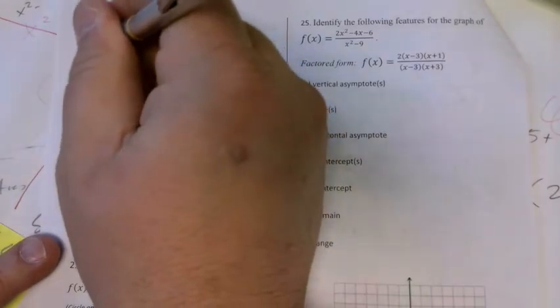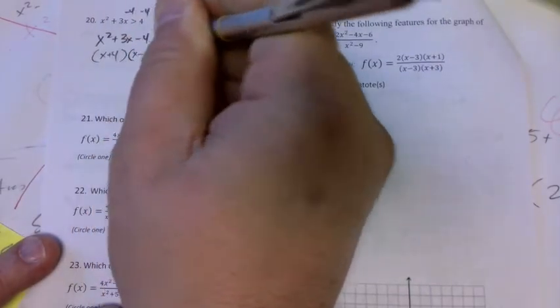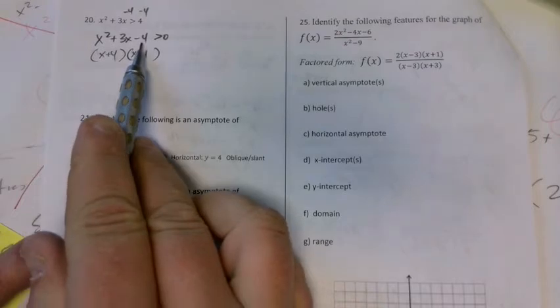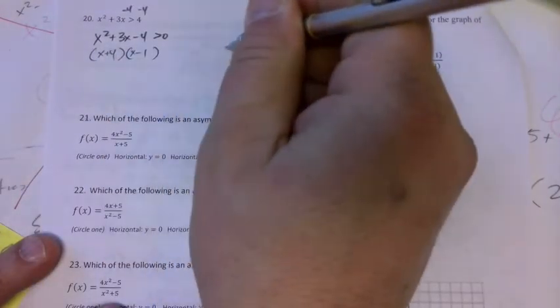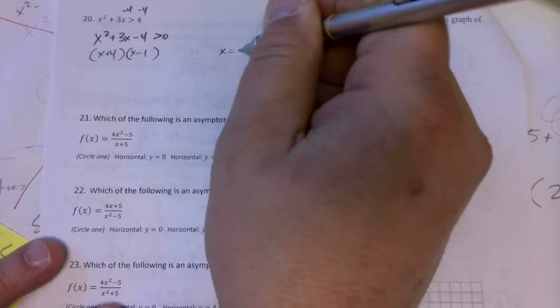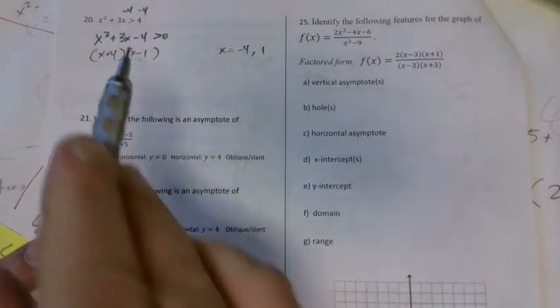Oh, I got to factor because I got to find the zeros, right? So x plus 4, x minus 1, I think, right? 4 times -1 makes -4. 4 minus 1 is 3. Perfect. And so I get from my values x equals -4 and 1 for the zeros for these two factors.